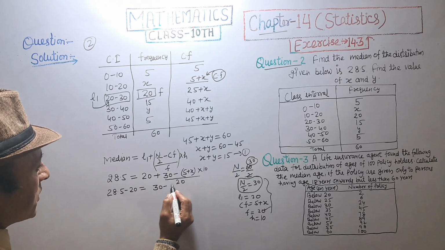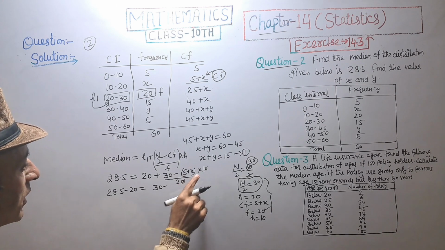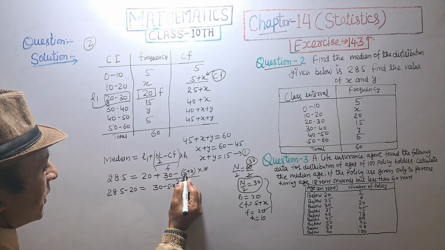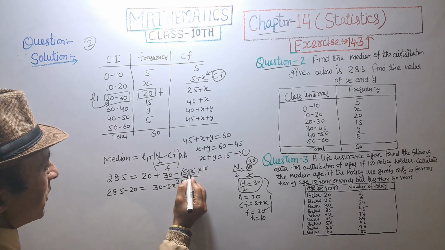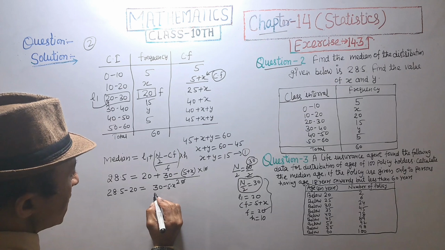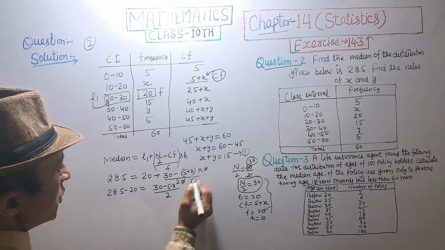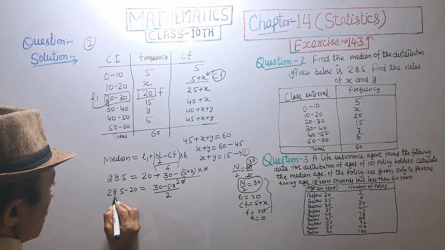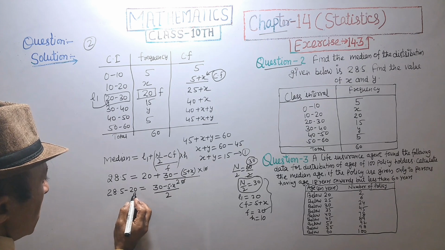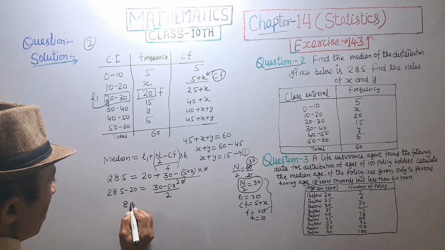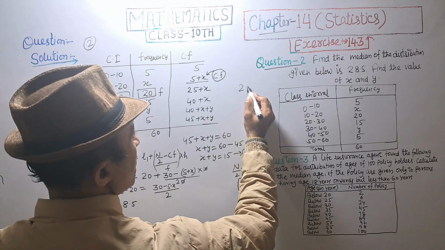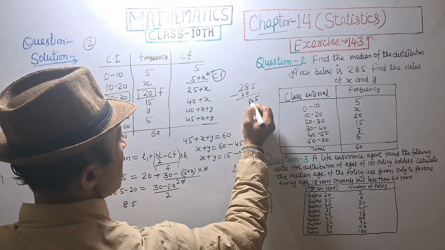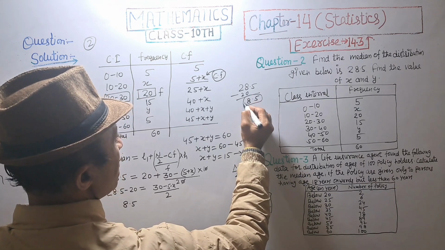30 minus 5 minus x, the 0 is cancelled, multiplied by minus 5 and minus x, and divided by 2, the 0 is cancelled. 28.5 minus 20 is 8.5.